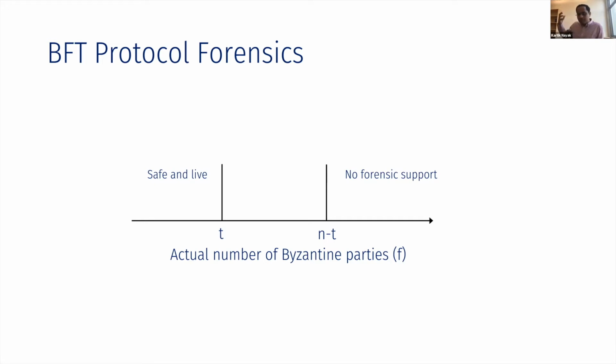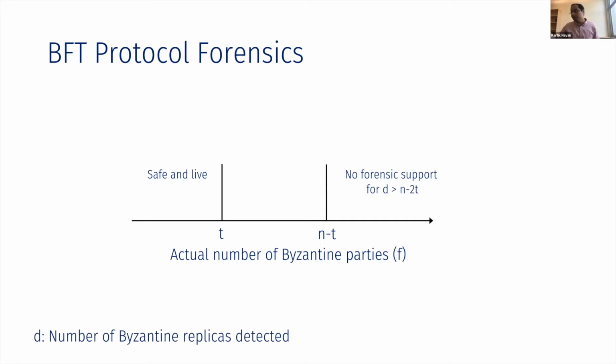Okay, because of this intuitive reason, which we formalize in our work, we can show that when there are too many Byzantine parties, you cannot get any forensic support. Of course, this is parameterized over here, and over here the parameter of interest is D, or the number of Byzantine replicas that you can hold accountable. So we have no forensic support for D greater than n minus 2t.